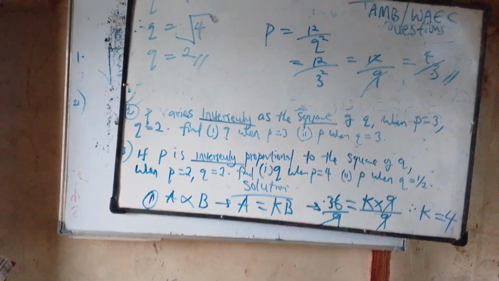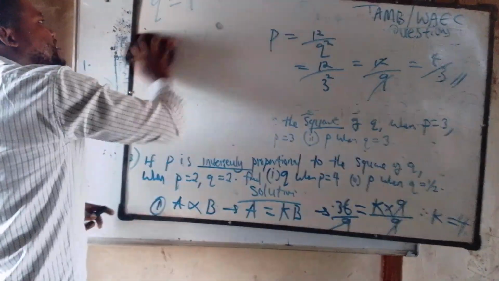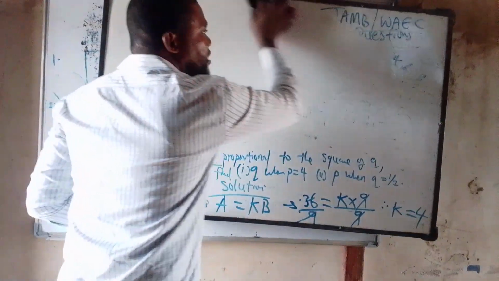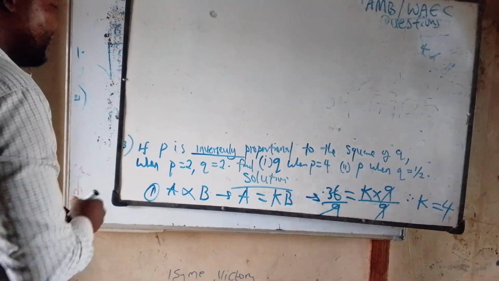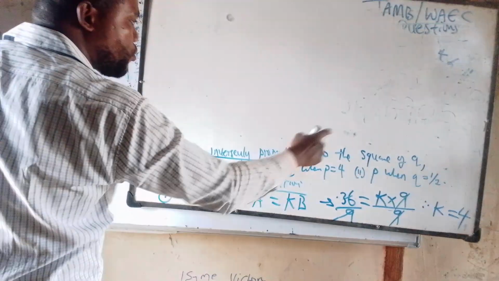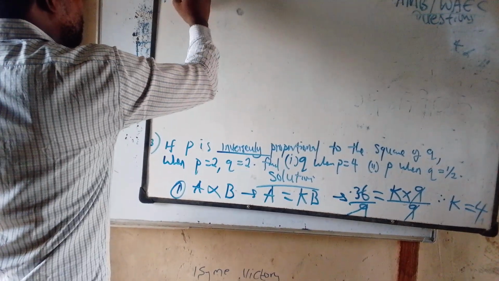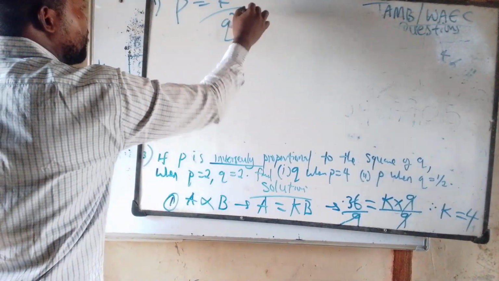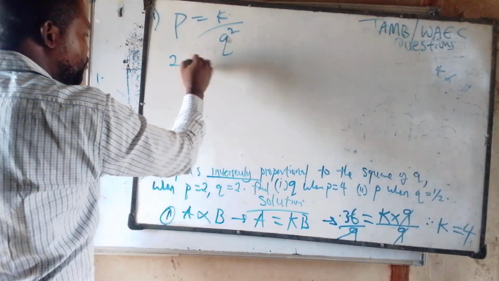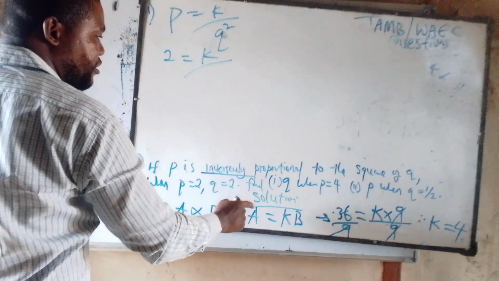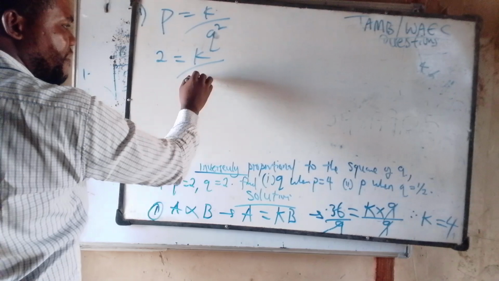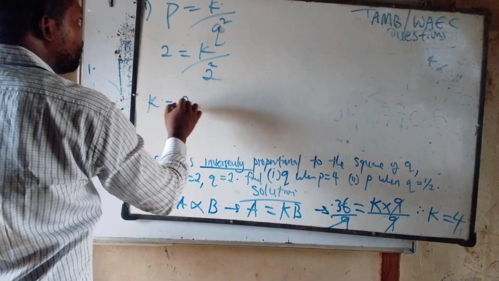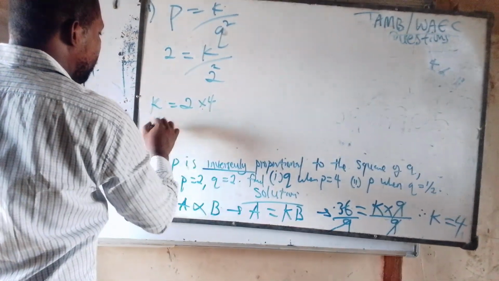Then let me go down to number 3 and wrap it up at that point. P is inversely proportional to the square of Q. P is going inversely to the square of Q. When P is 2, I remove P, I put 2 equal to K over Q squared. What is my Q? My Q is 2. If I solve it like this, 2 squared. Therefore, my K is equal to 2 times 4, my K is equal to 8.